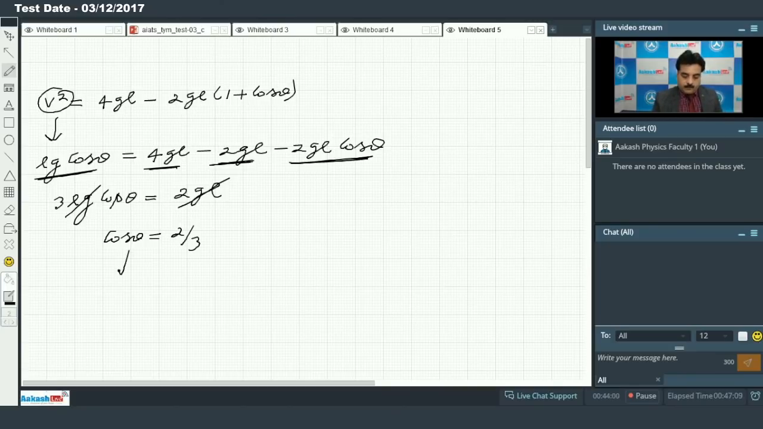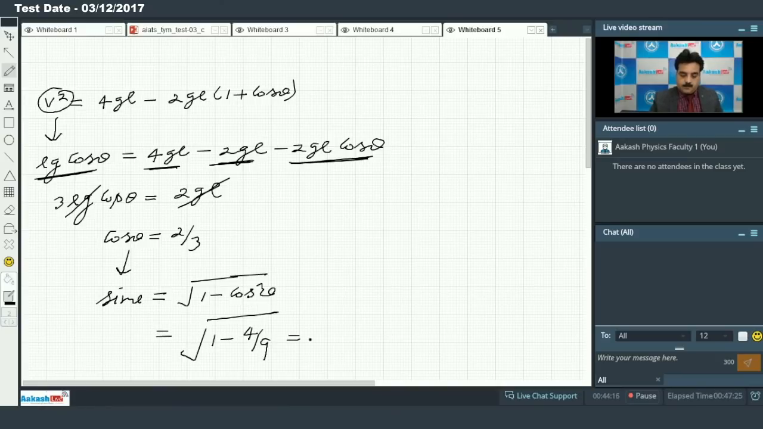Now I want to calculate the value of sin theta, I will tell you later why we need it. We will write 1 minus cos square theta. So 1 minus the value of cos theta squared, which is 4 by 9. On solving, we'll get √5 upon 3. This is the value of sin theta.